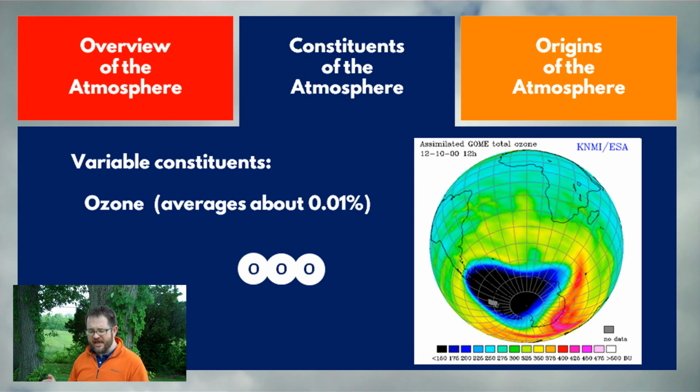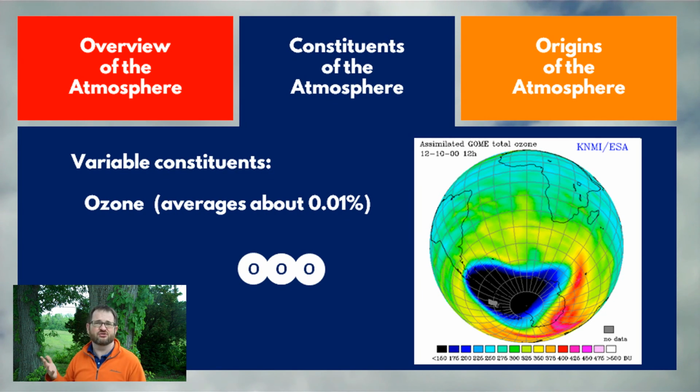Another good example of a variable constituent in the Earth's atmosphere is ozone. Ozone is a gas. I know sometimes you hear about the ozone layer or the ozone hole. That can be confusing because you don't get the idea from that that ozone is actually a gas. I mean, we could fill a balloon with ozone, or we could fill a jar with ozone or something like that. It's a nasty, toxic gas, but it's also necessary for life on Earth, as you're going to see in a later lecture. And it's a variable constituent.